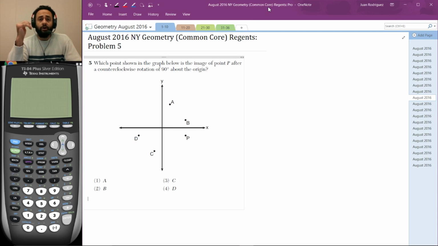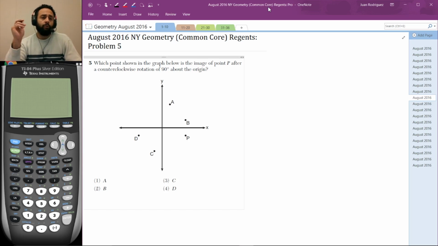Today we're working on the August 2016 New York Geometry Common Core Regents exam, problem number 5. If you want to access these exams, go to nysedregents.org, click on the appropriate tabs, and the exams are freely available there.